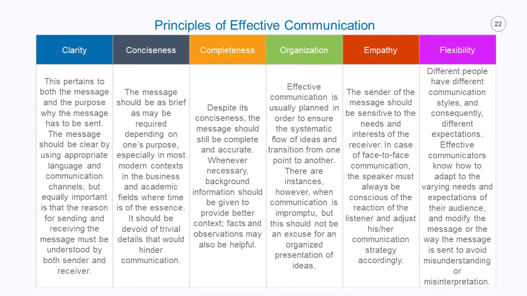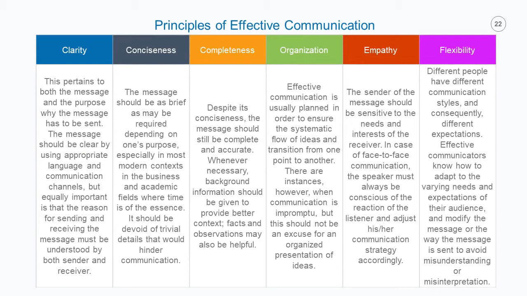Clarity, which pertains to both the message and the purpose why the message has to be sent. The message should be clear by using appropriate language and communication channels. But equally important is that the reason for sending and receiving the message must be understood by both the receiver and sender.